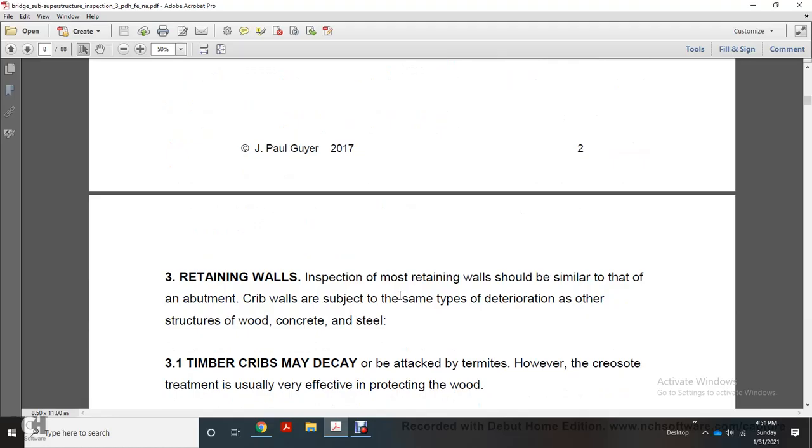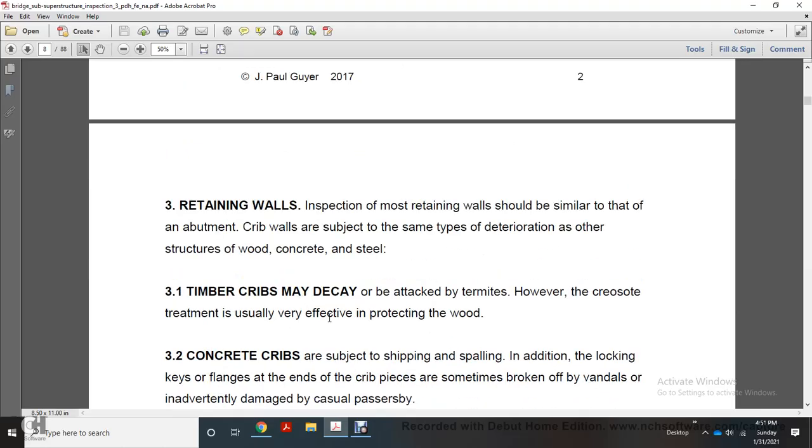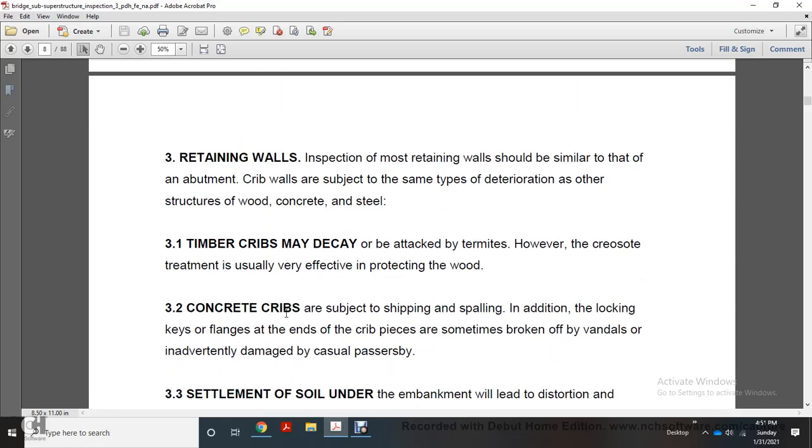Retaining walls. Inspection of most retaining walls should be similar to that of the abutment. Crib walls are subject to the same types of deterioration as the structure's material: wood, concrete, and steel. Timber cribs may decay or be attacked by termites. However, creosote-type treatment is usually very effective in protecting wood. Concrete cribs are subject to chipping and spalling.